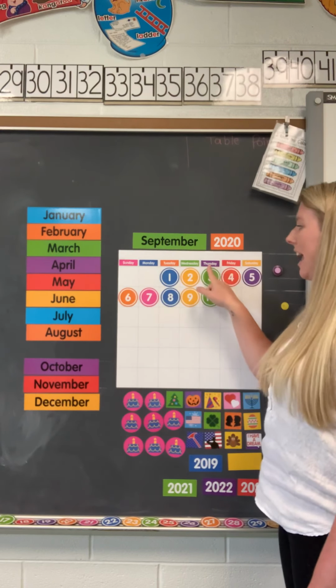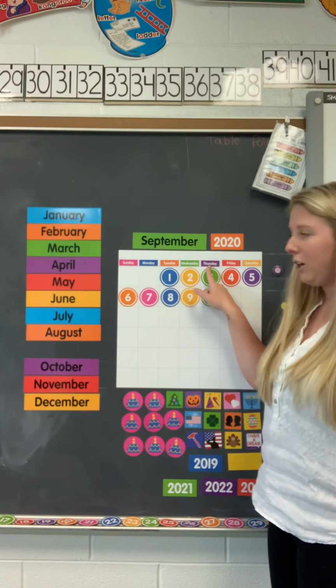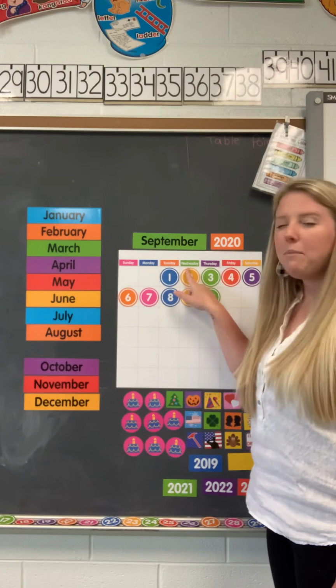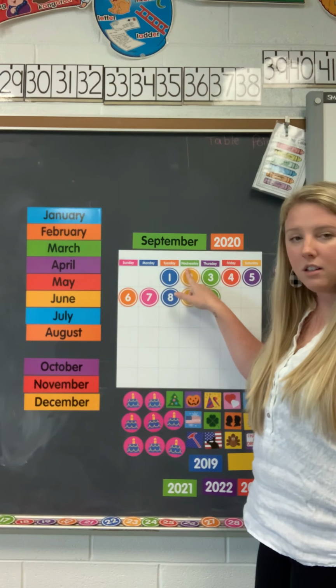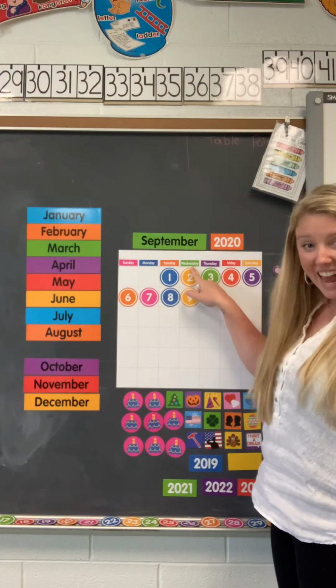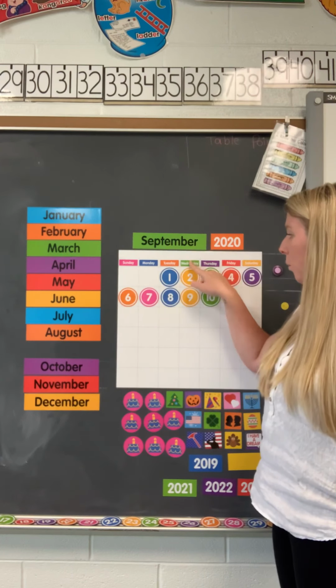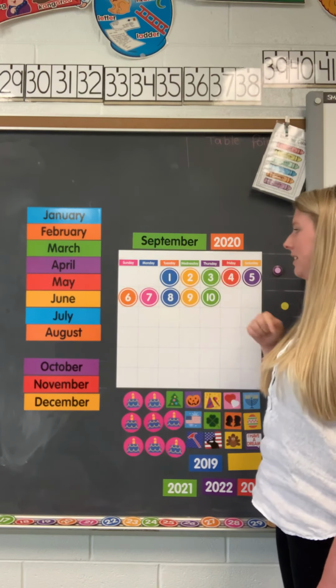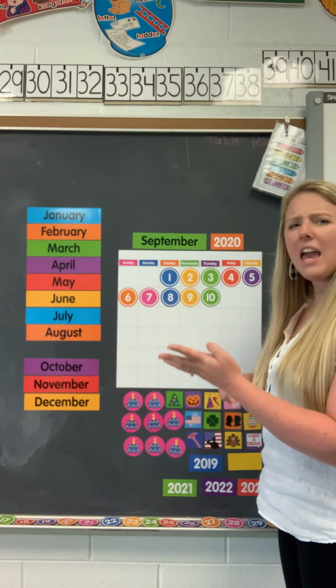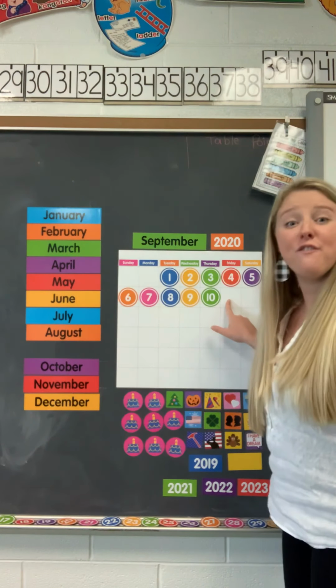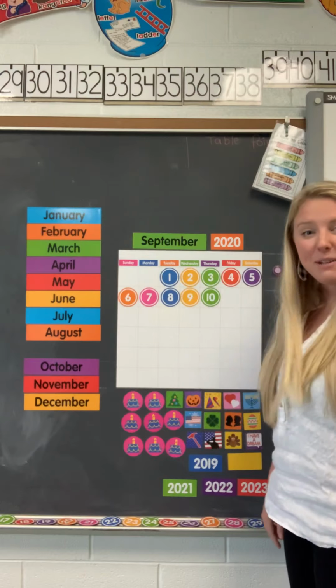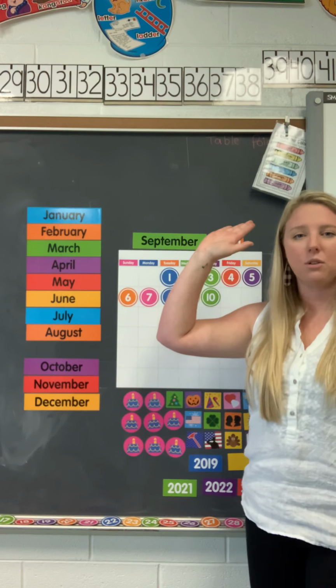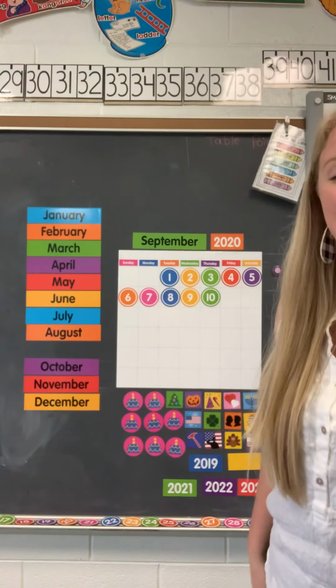Okay? If today is Thursday, we're going to go backwards. What comes before Thursday? Wednesday. So yesterday was Wednesday, September the 9th. Today is Thursday, September the 10th. Wednesday, Thursday. What's going to come tomorrow? Friday, September the 11th. Air high five, boys and girls. 1, 2, 3. Good job.